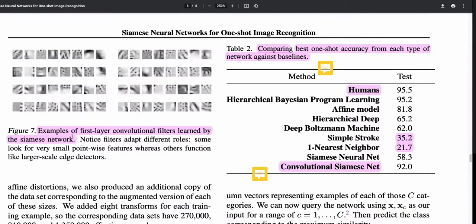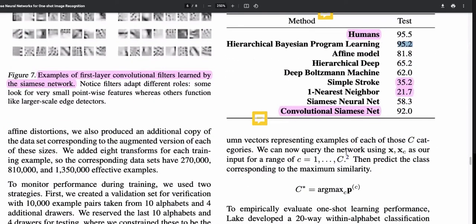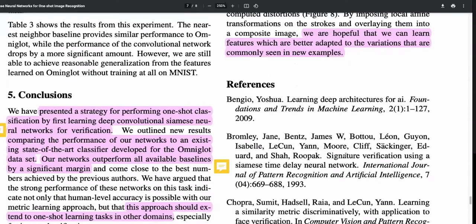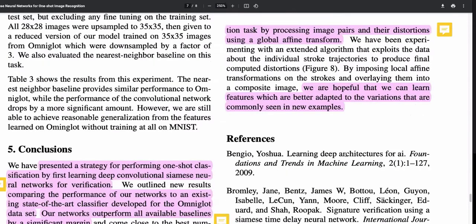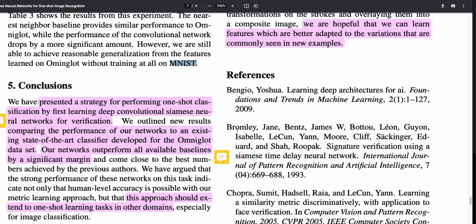Okay, so here they are showing an example of the first layer convolution filters learned by the Siamese network. And here they are comparing with other architectures as baselines. They have 92.0 on the test, and a very competitive architecture at 95.2 here. So that's pretty straightforward. And they also use it on MNIST. That's the second data set I wanted to mention.